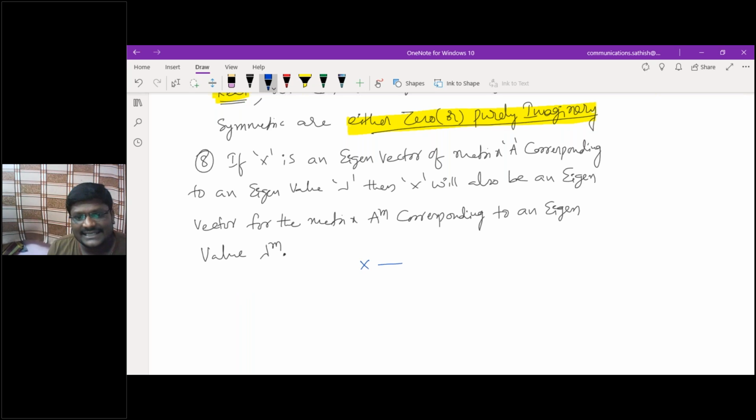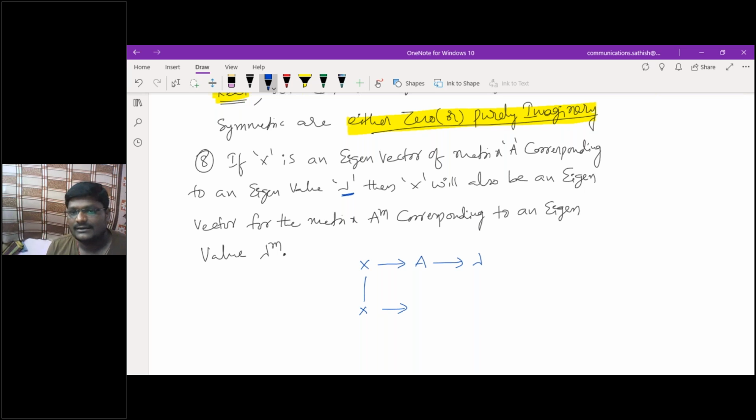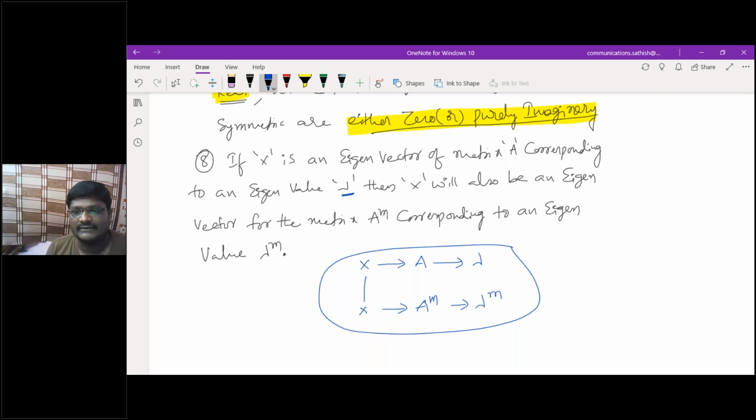See, X is an eigenvector of a matrix capital A and a corresponding eigenvalue lambda. That is the first statement. If X is an eigenvector of matrix capital A and the corresponding eigenvalue is lambda, then the same X will also be an eigenvector of matrix capital A power m with the corresponding eigenvalue as what? Lambda power m. This is the explanation they are giving. This is the point they are mentioning.